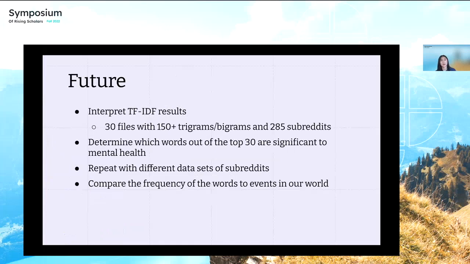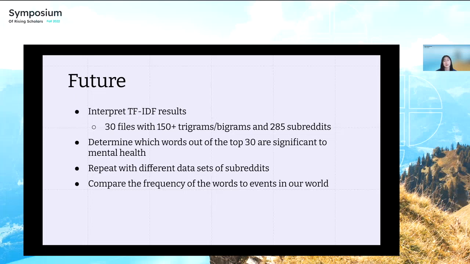So in the future, I'm currently trying to work on an algorithm to interpret those TF-IDF results, because there is a lot of data. I have over 30 files with over 150 trigrams and bigrams in each file, and over 285 subreddits in every file. So I'm still working on interpreting those results, which leads to determining which words in the top 30 are significant to mental health, and determining some common causes amongst those mental health related subreddits, and trying to narrow it down.